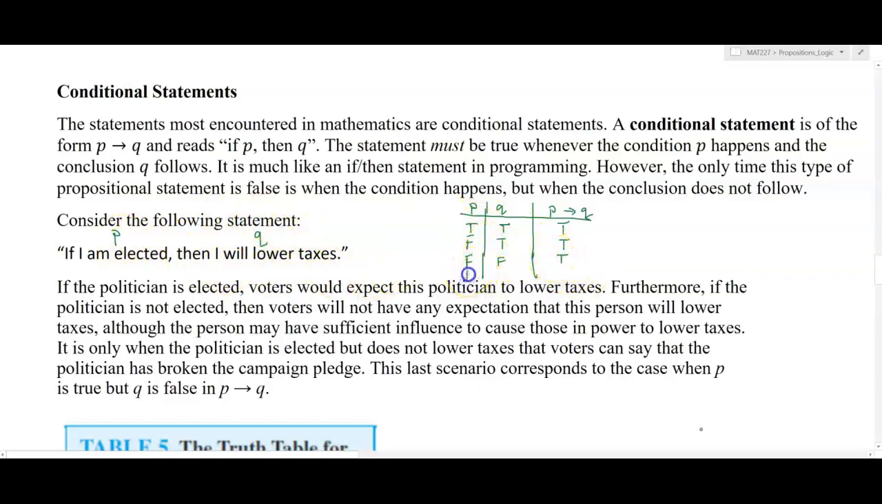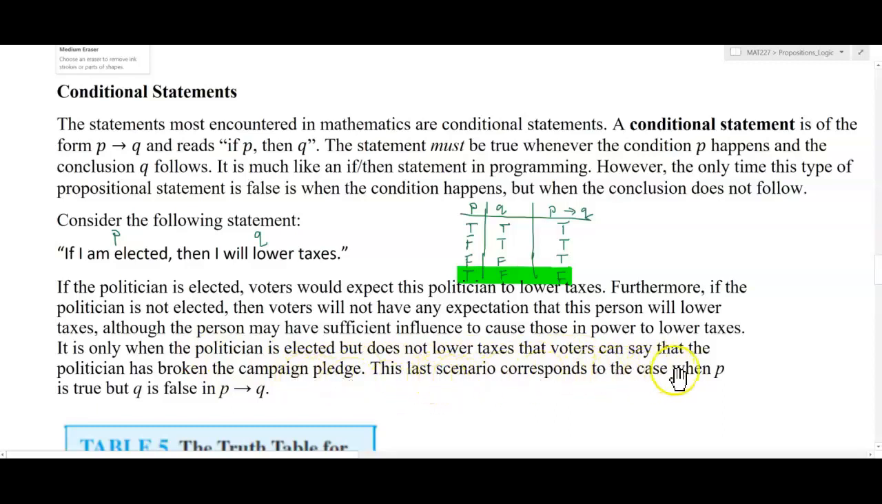So the only time it's false is if, let's say, he is elected, but he doesn't lower taxes, he has told a bold-faced lie. And in that case, we would say that's the only circumstance in which an if-then statement is false. So here's the truth table for it. It is only when the politician is elected but does not lower taxes that voters can say that the politician has broken the campaign pledge.